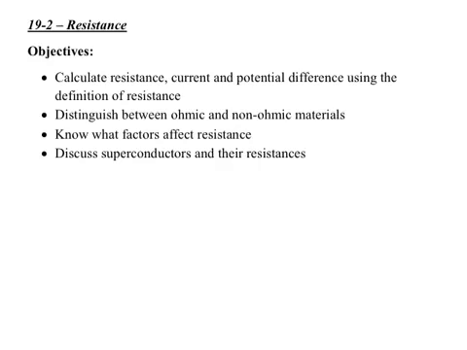Alright, let's look at resistance now in the case of 19.2. If the notes aren't up, I understand that, guys. It's tough for you to get them without the internet, but we have blank slides for now. We're going to calculate resistance, current, and what's called potential difference using our definition of resistance. We're going to distinguish between ohmic and non-ohmic materials. Ohmic comes from Ohm's law. We're going to look at the factors that affect resistance and discuss superconductors and their resistances. We alluded to them when we talked about conductors, but let's talk about them further today.